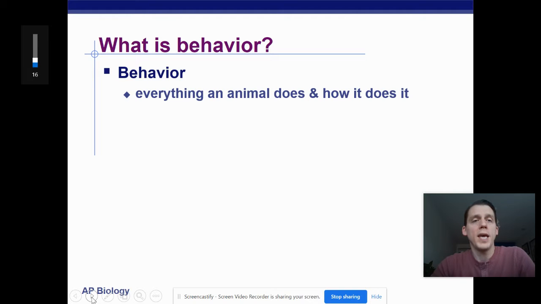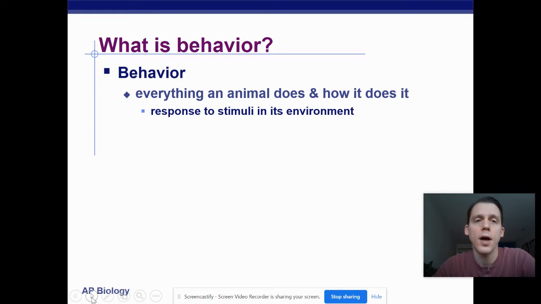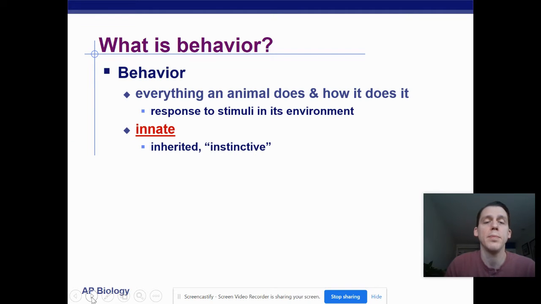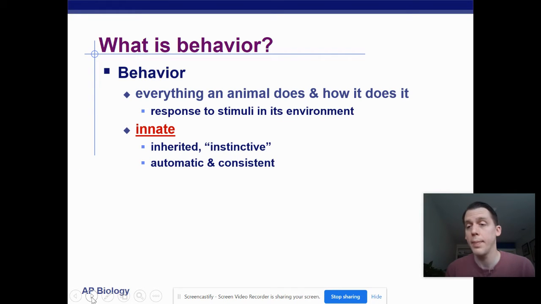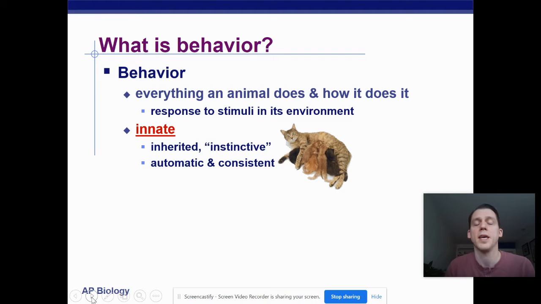So a little bit about behavior. Behavior is everything an animal does and how it does it. It can oftentimes be a response to stimuli in its environment. Behaviors can be innate. Innate means that the behaviors are inherited and they're instinctive. So it's like an instinct. Innate behaviors are automatic. They happen without the individual animal thinking or making some kind of decision. They are consistent. Like there we see an example of kittens feeding. That is not something they have to learn how to do. It's instinctive. They just do.